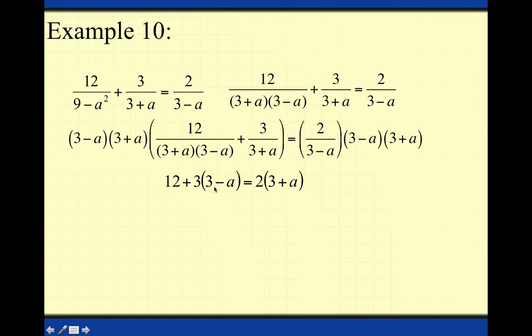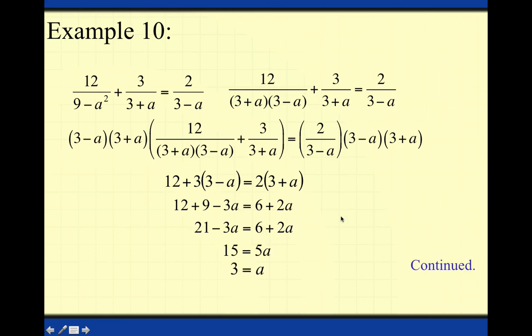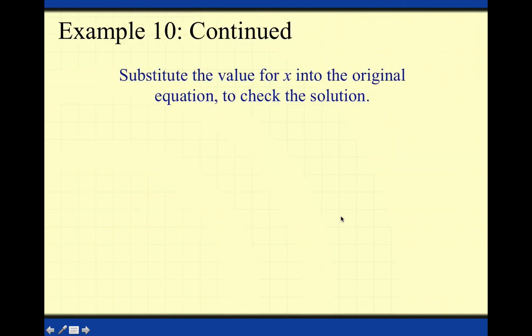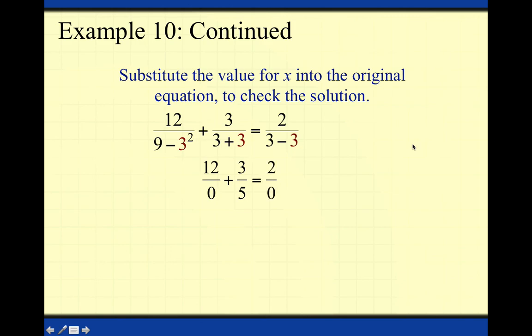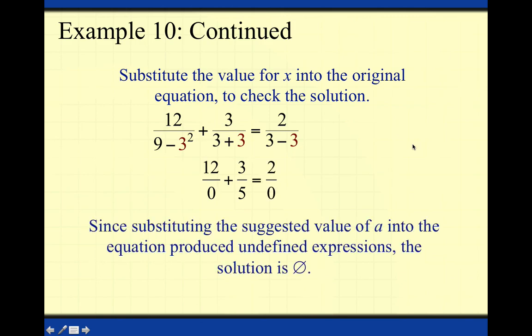All right, now go ahead, distribute: 9 minus 3a, 6 plus 2a. Now again, clean up 12 plus 9. I have 6 of 3a over here. So choose, I might want to bring the a's over here, make a positive, and 6 is over here. Your choice. It's easier that way, I think. Add 3, subtract 6. That worked out nice. I get 3. Plug it into that big old mess here. 9 minus 3 squared. Uh-oh. 3 minus 3. Uh-oh. And that is why we check. There's no solution.